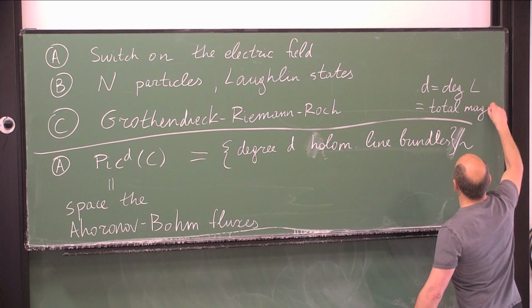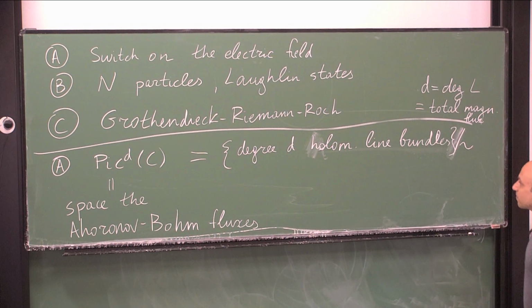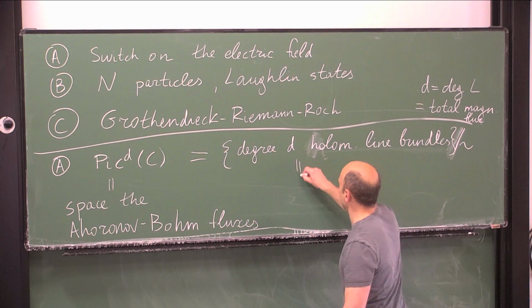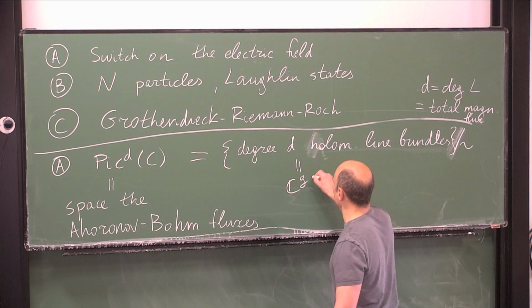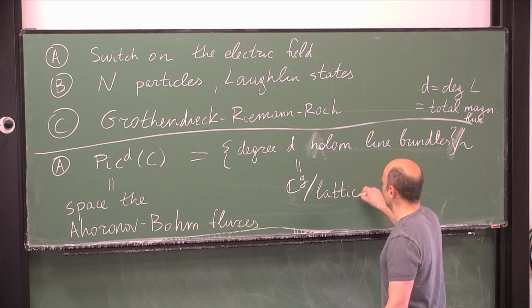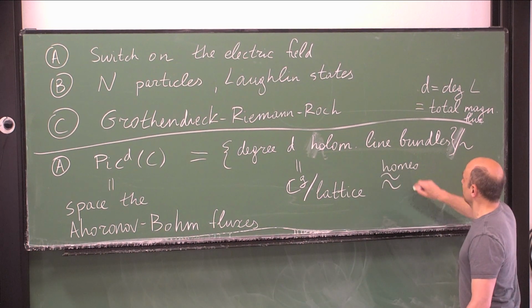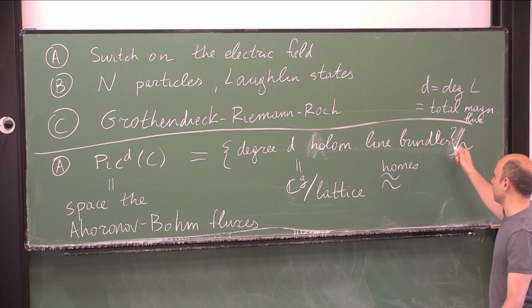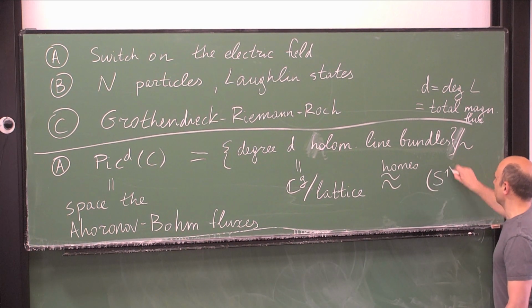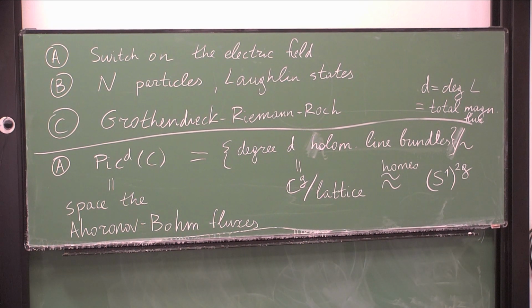Total magnetic flux. So this is a torus. I think you all know this is C to the power g factored by a lattice. So it is homeomorphic to a circle S^1 to the power 2g. It's a torus of real dimension 2g, yes?